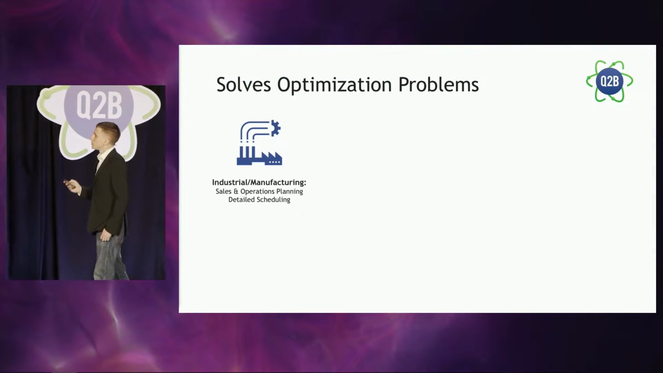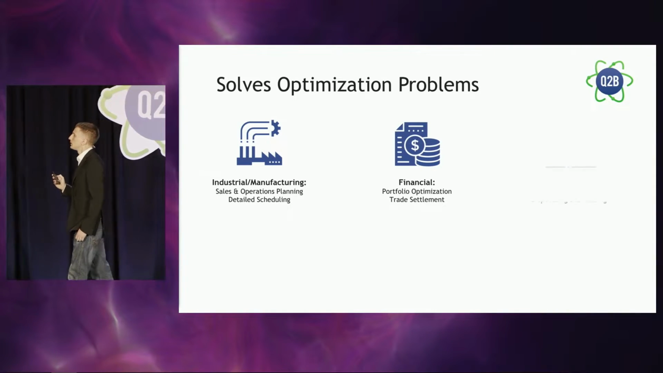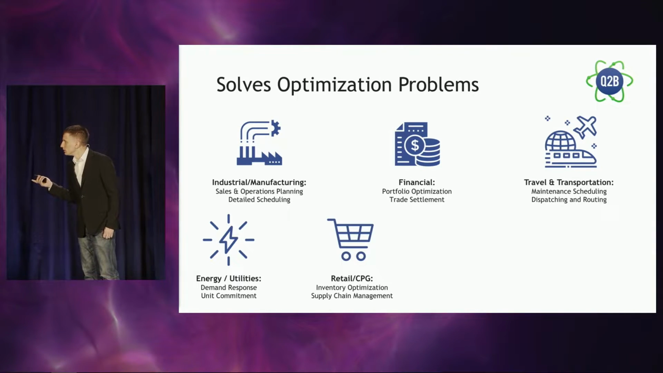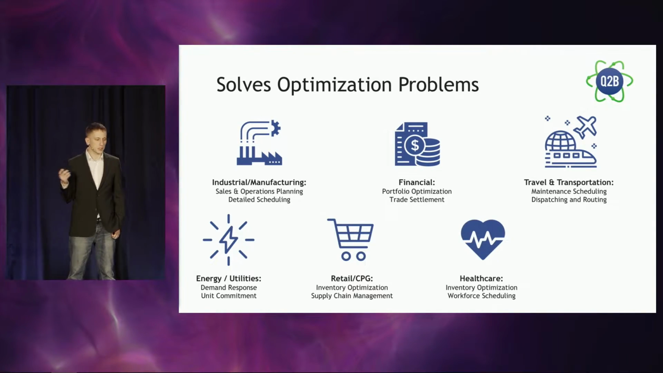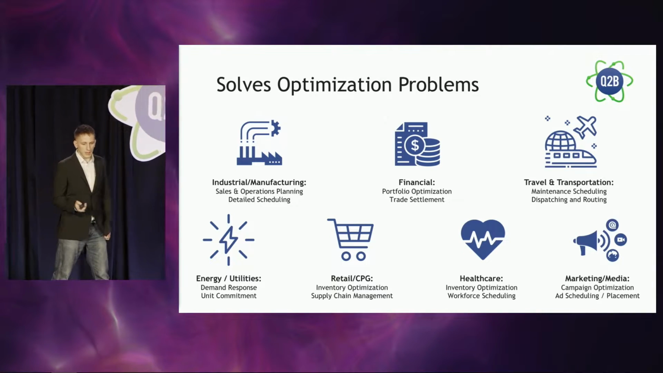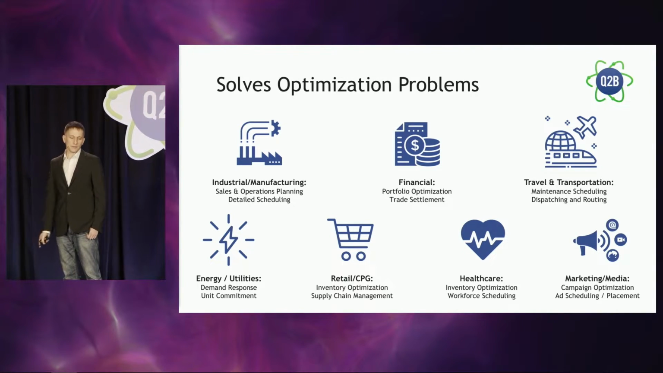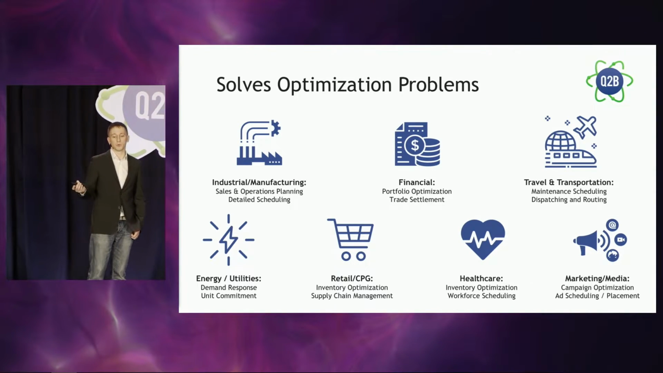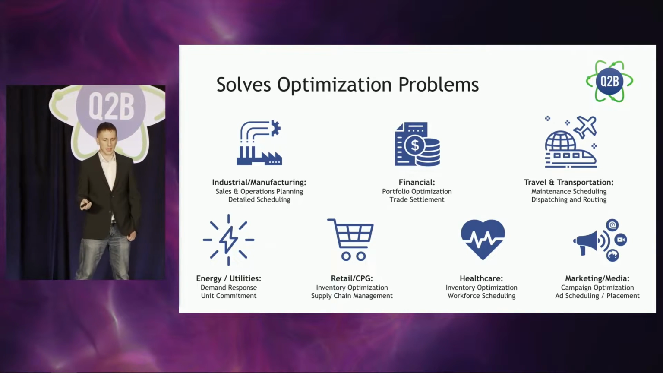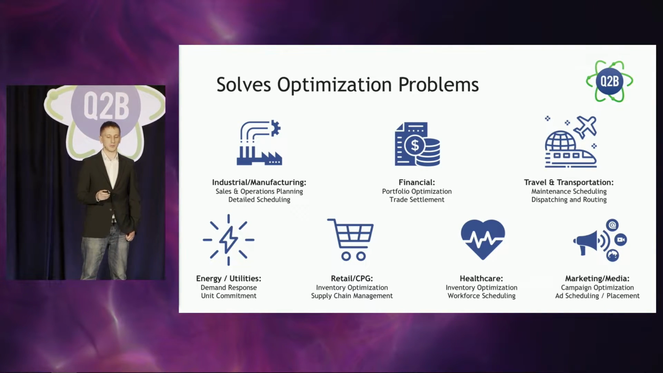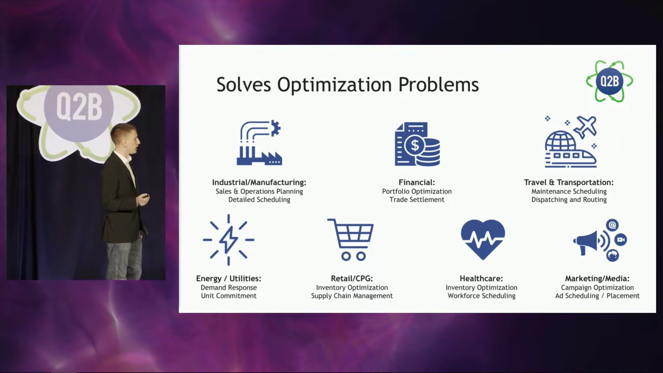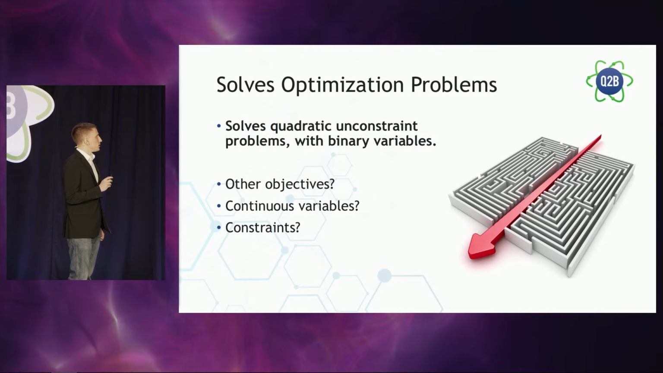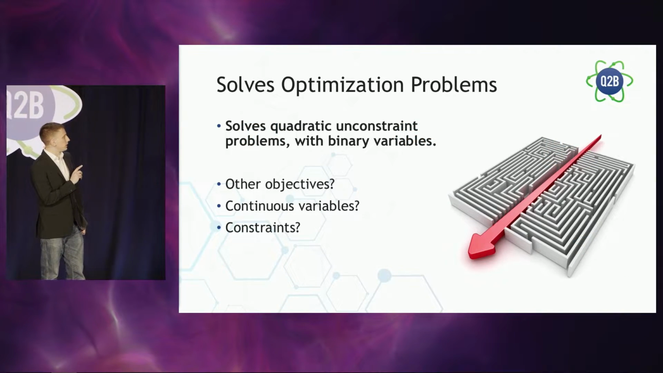Here, I show some examples of sample problems that we can tackle using the QAOA algorithm. And we have industrial, financial, travel and transportation, energy, et cetera. Below each, for example, for financial, I show 2 examples of problems that have been proven to be tackled with QAOA. For example, portfolio optimization and trade settlement in the financial case. So this is very important.